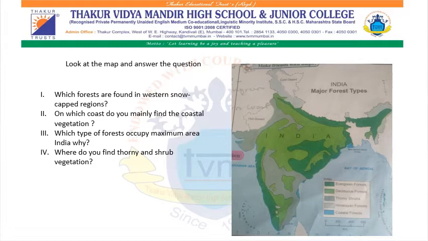In most parts of India, the average annual rainfall which we receive is between 1000 millimeters to 2000 millimeters. Therefore, deciduous type of vegetation is found in our country. Where do you find thorny and shrub vegetation? Thorny and shrub vegetation is found in the state of Rajasthan and in the central part of the peninsula. So I hope you understood this, children.